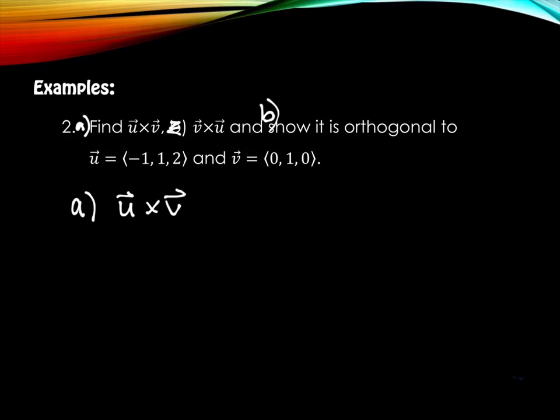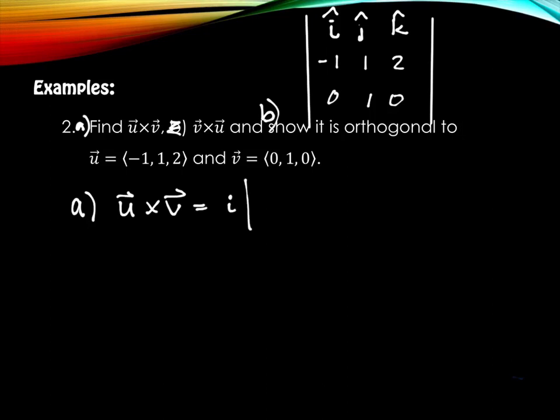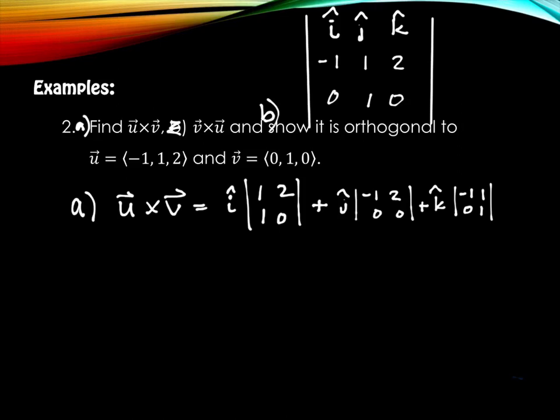And as promised, I'm going to write them out each time. So we have I, J, K. And U is -1, 1, 2. V is 0, 1, 0. All right, so we have our I: 1, 2, 1, 0. J: negative 1, 0, 2, 0, plus K: negative 1, 1, 0, 1. Okay, so far so good. All right, so what is the first determinant value?